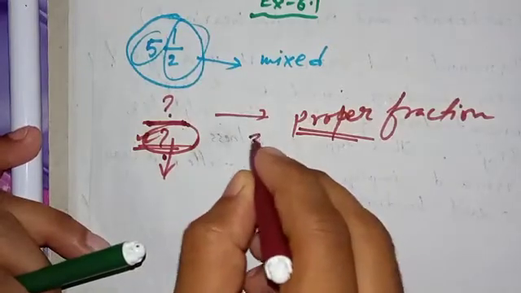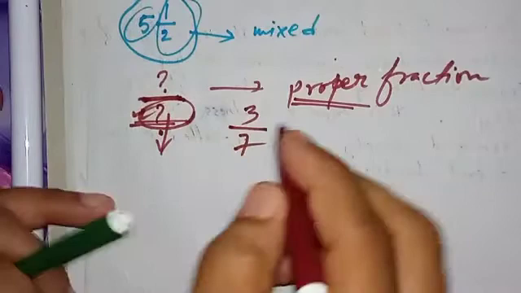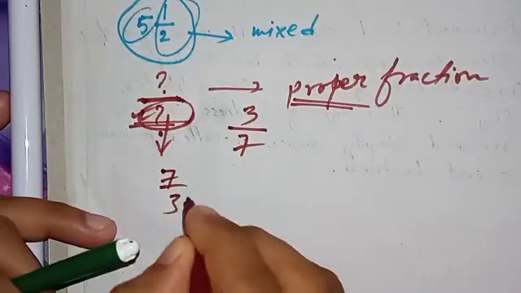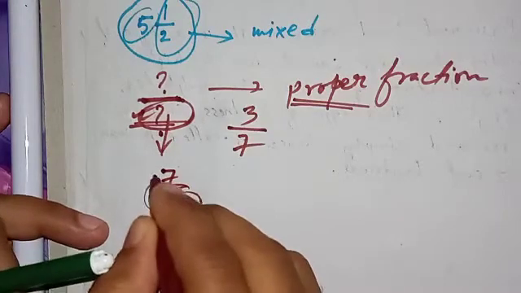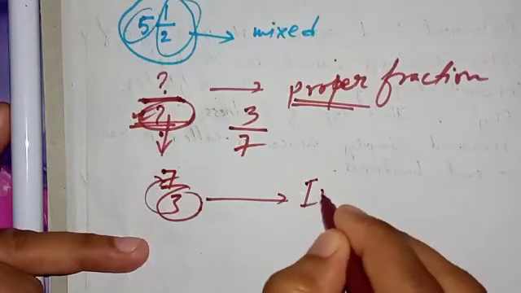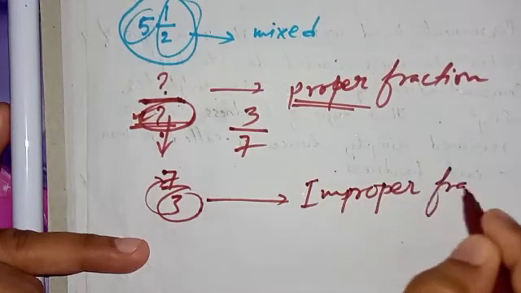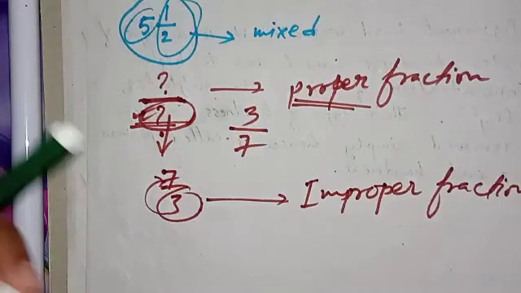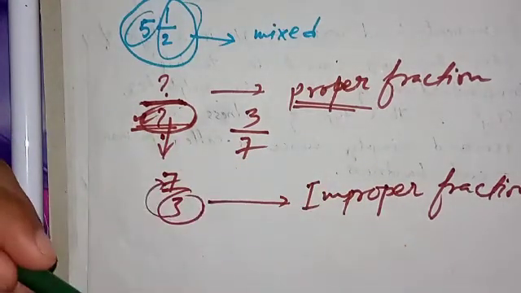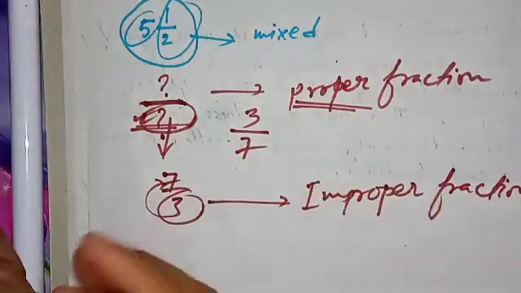For example, 3 by 7. This is a proper fraction. Similarly, if you do the opposite, if you write 7 by 3, now you can see the denominator is weaker than the numerator. So you say this kind of fraction is an improper one, an improper fraction. Okay, so these things were already done by you. Just for the sake of revising, I have revised these concepts over here.